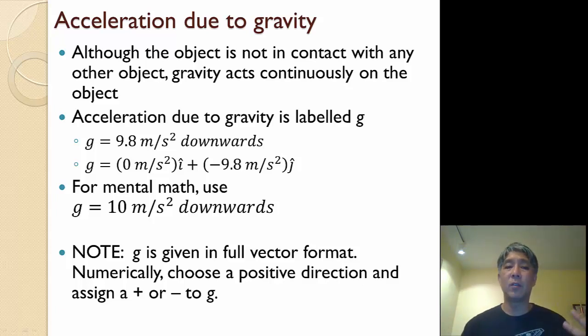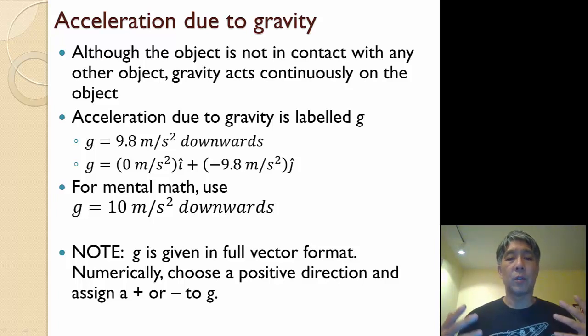If I write it in vector format, I end up with 0 meters per second squared in the x direction, or i hat, plus negative 9.8 meters per second squared j hat. A lot of times, because we want to do mental math or get an estimate of the value, we frequently use g as simply 10 meters per second squared downwards. The 10 allows us to do a lot of things math-wise very easily by just moving decimal points or multiplying by 10.